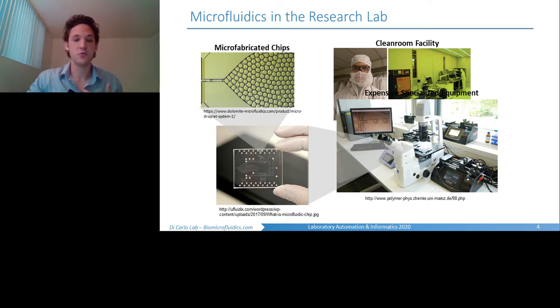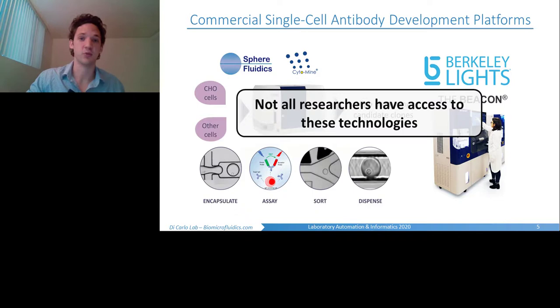Now, say you don't want to go through all the trouble of making a custom chip, but you want to explore the commercial options. There are a number of commercial platforms available, particularly for doing single cell antibody development. One company has the Cytomine. This is a droplet-based platform for sorting cells of interest based off their secretions. Berkeley Lights is another platform. This utilizes optofluidics in order to look at cells and look at their production over time.